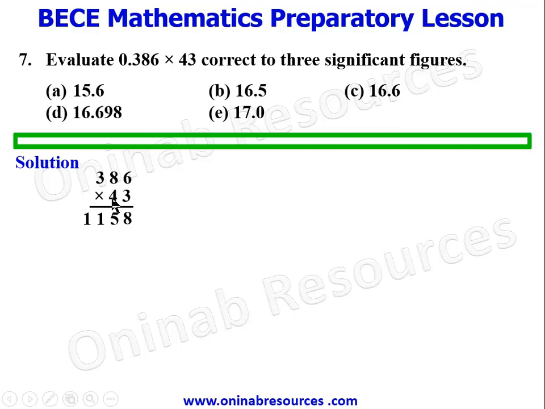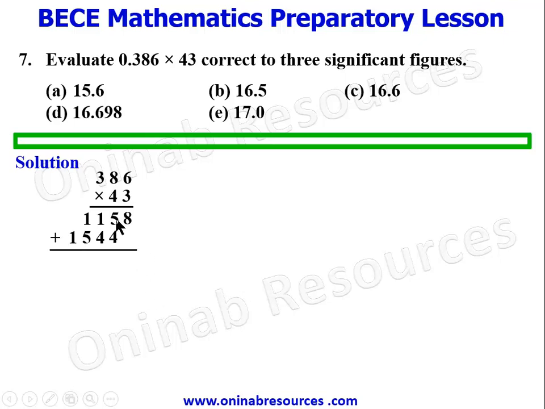We go to 4 as multiplier. 4 times 6 gives 24. We write 4, carry 2. 4 times 8 gives 32 plus 2, 34. We write 4, carry 3. 4 times 3 gives 12 plus 3, 15. We have it as 15. We are going to add.